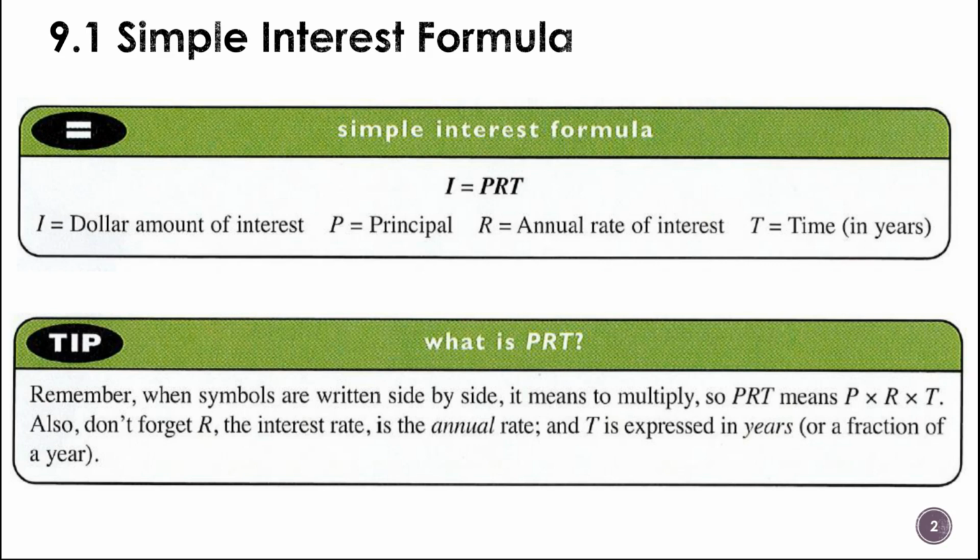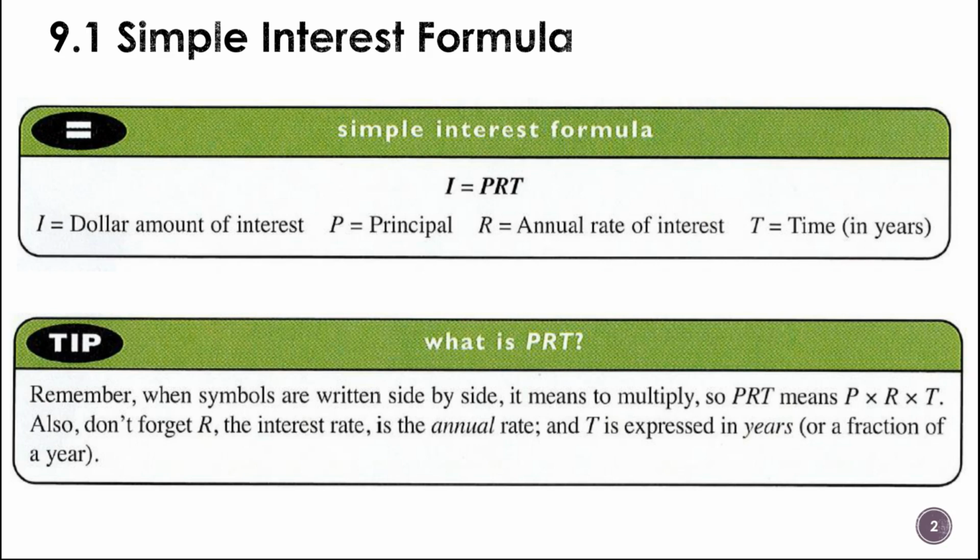P is the principal amount, so that would be the amount that you borrow or an amount in an account you're saving, for instance. R is the annual rate of interest. T is the time in years. We'll do some more work with this throughout chapter 9. Remember, when symbols are written side by side, it means to multiply.